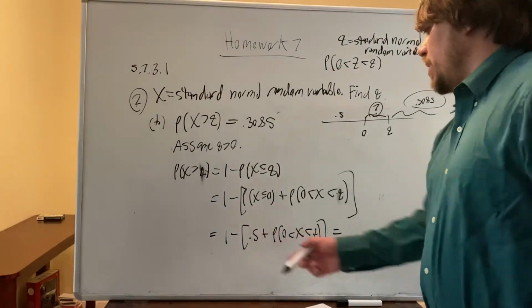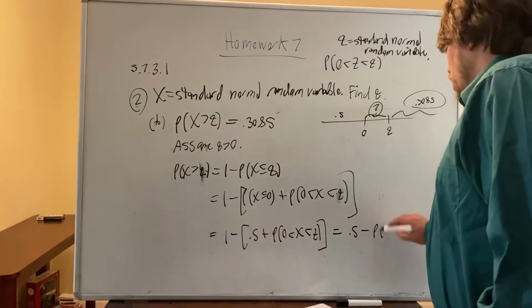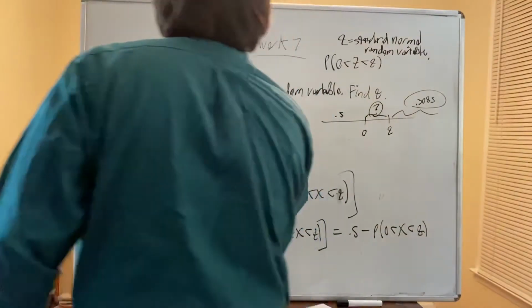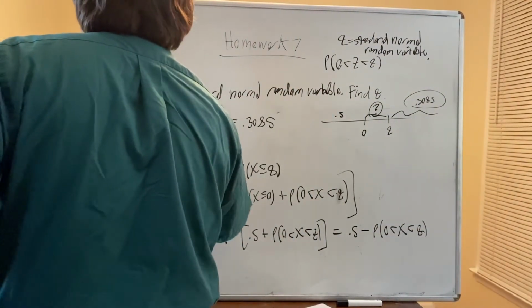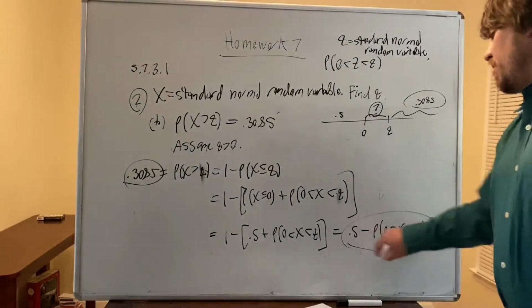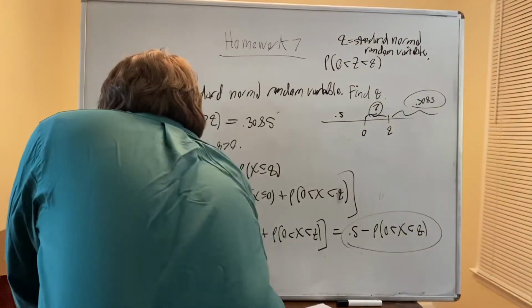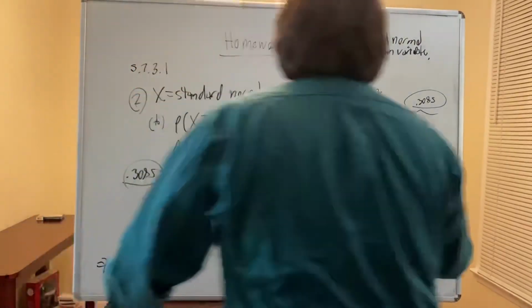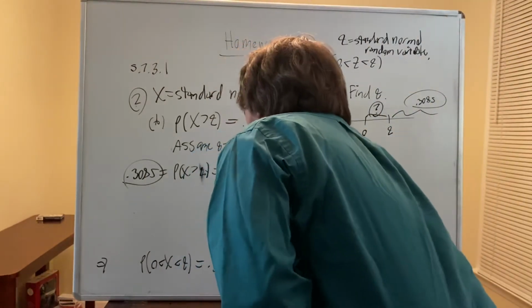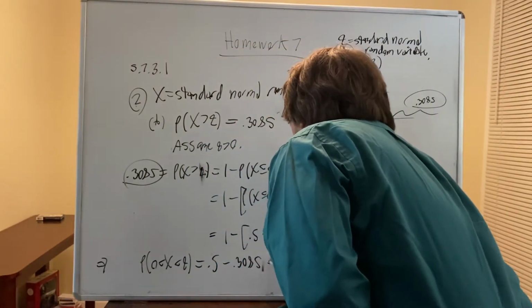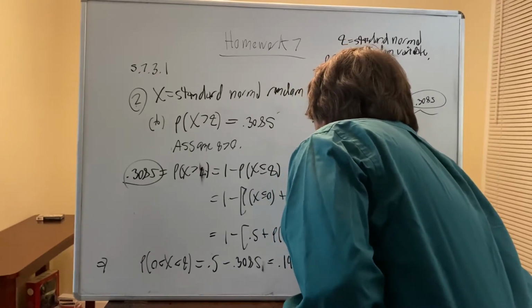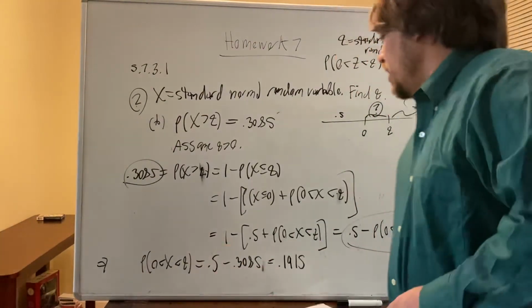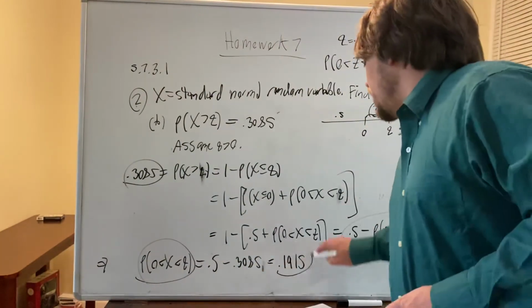And so this is going to be 1 minus 0.5, which is 0.5, minus the probability of 0 less than x less than z. And so the probability that x is greater than z is equal to 0.3085. So 0.3085 is equal to 0.5 minus that probability. And so that means the probability of 0 less than x less than z, by algebra, is going to be 0.5 minus 0.3085, and that is equal to 0.1915. Okay? And so now we want to find in the table a value of little z where the probability of 0 less than x less than z is equal to 0.1915.